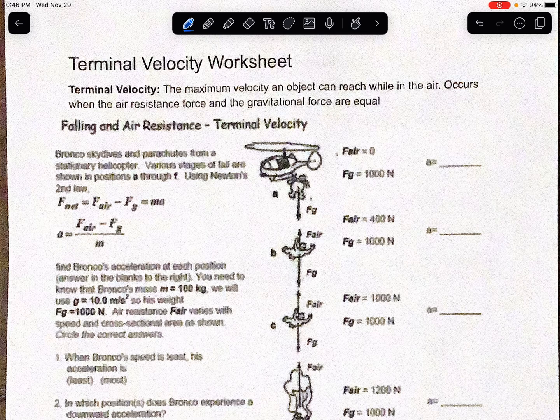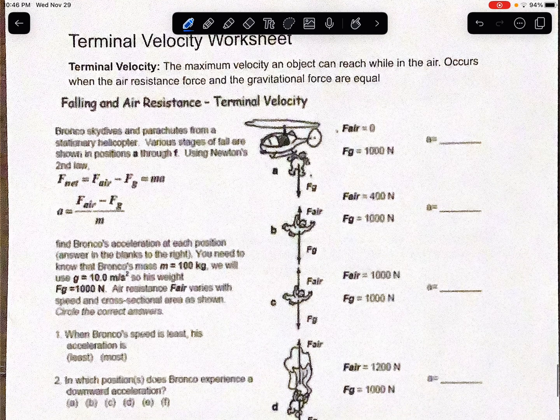So in this problem, we're looking at an equation. We have F net equals F air minus Fg equals ma. That just means your net force is your air resistance minus your gravitational force equals mass times acceleration. Which they also put in this form, a equals F air minus Fg over m. I like to do it this way, but it doesn't matter which way you do it.